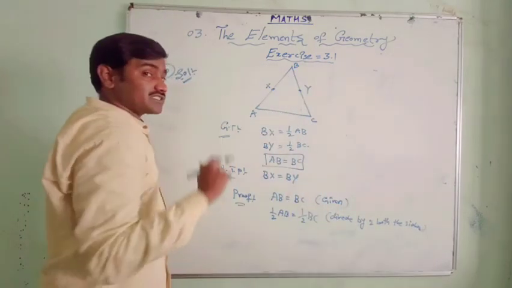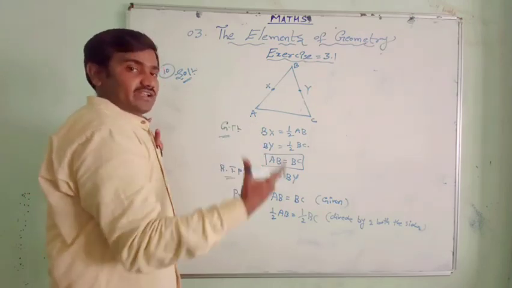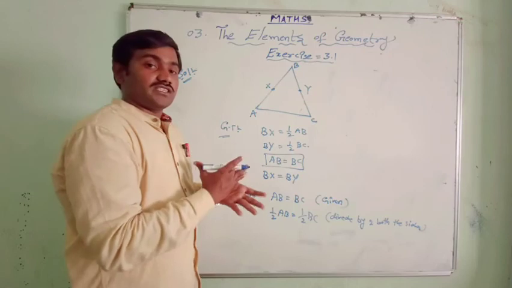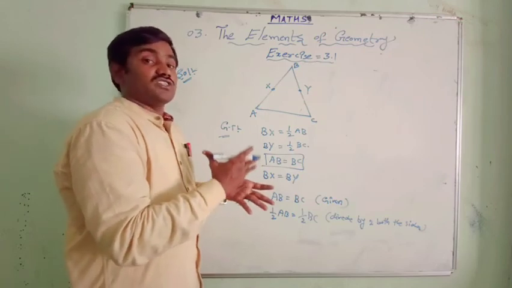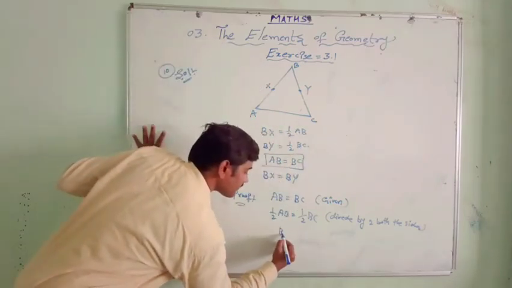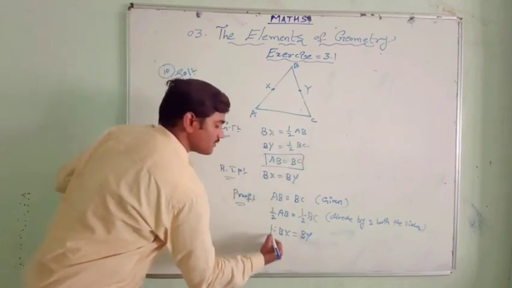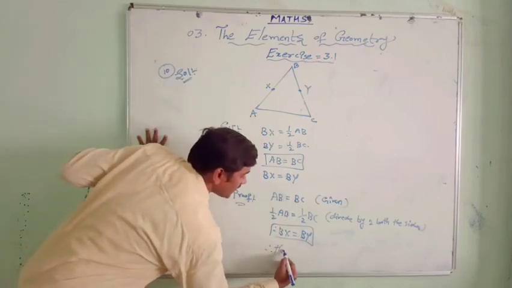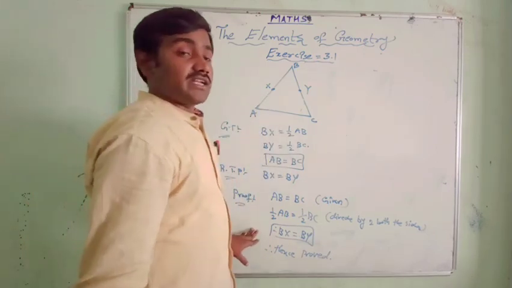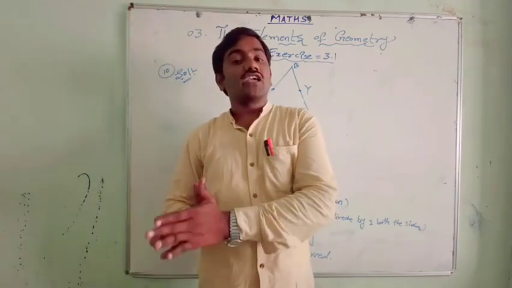You have to understand the Euclid axiom we studied: the things which are halves of the same things are equal to one another. So half of AB is equal to BX. Half of BC is equal to BY. Hence BX equals BY. That is what we needed to prove. Hence proved. Here you need to write the Euclid axiom: the things which are halves of the same things are equal to one another.